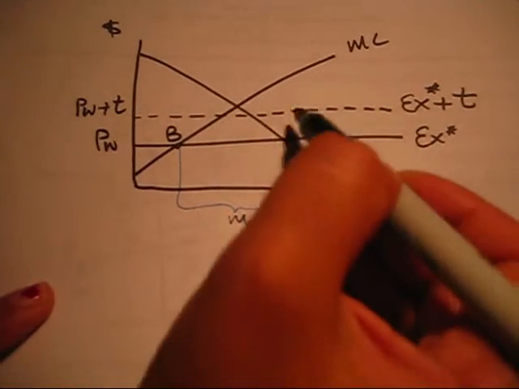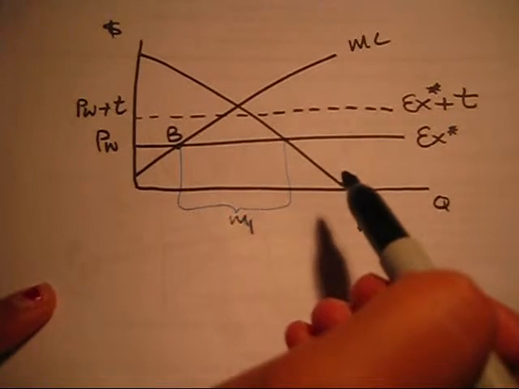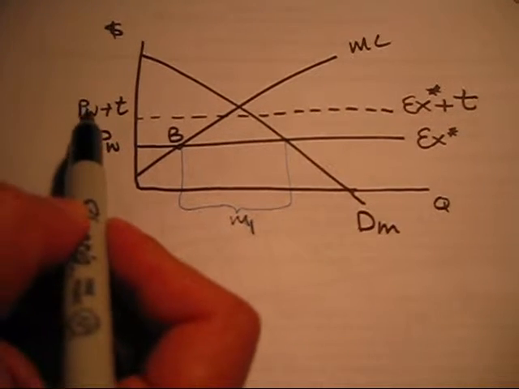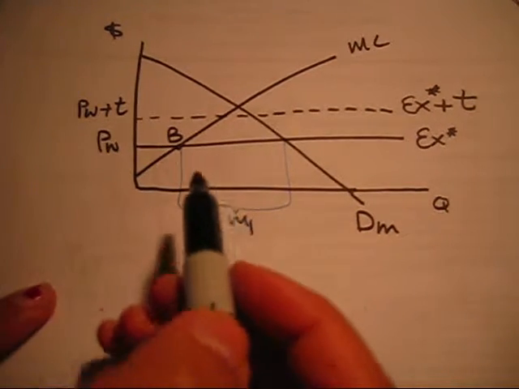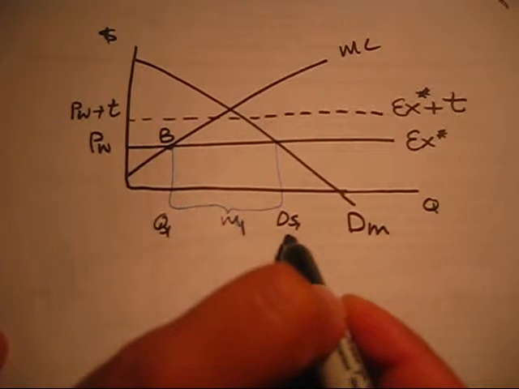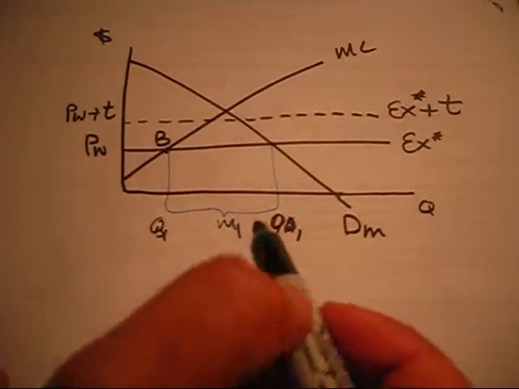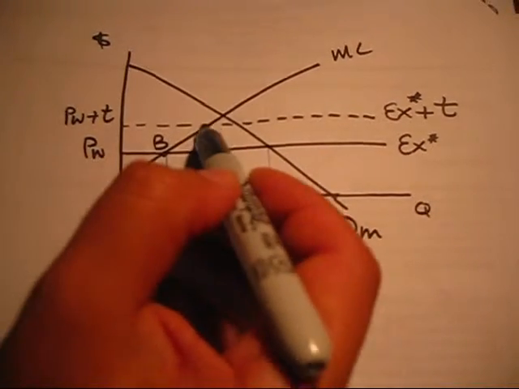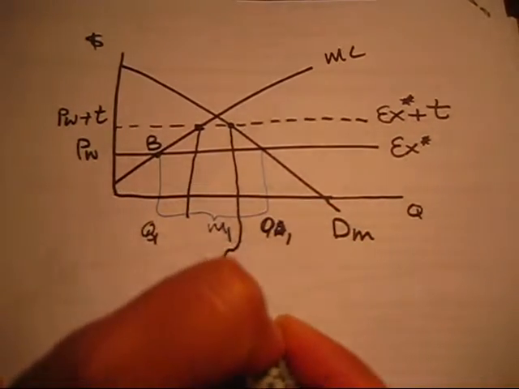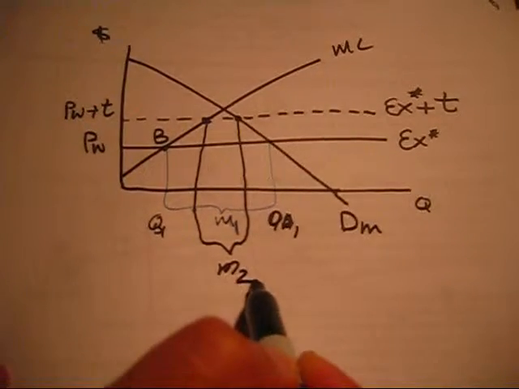So this line becomes the new demand curve and also the marginal revenue curve for the monopolist. At the new price, which is PW plus T, supply rises to QS2. So this was QS1, this was QD1. Now you see supply increases because price is higher now, and demand decreases because it's more expensive now. The result: imports decrease from M1 to M2.